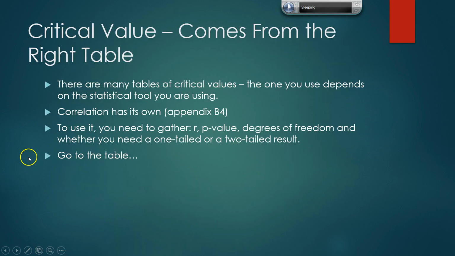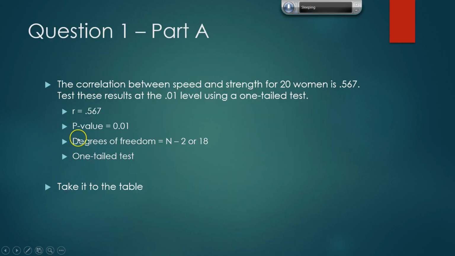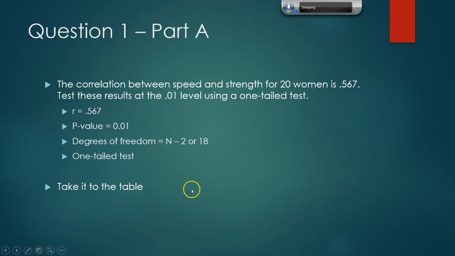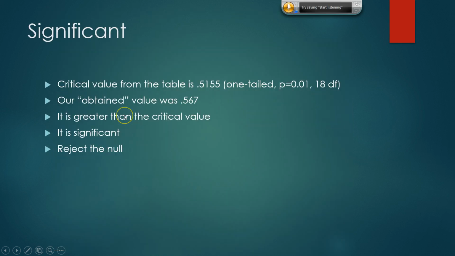Let's go back to our original problem. We see that our correlation that we got is 0.567. So 0.567 is in fact greater than 0.5155, so we have significance. The critical value from the table is 0.5155. It's a one-tailed p-value of 0.01 at 18 degrees of freedom. Our obtained value is 0.567. It is greater than the critical value, so it is significant, and that allows us to reject the null hypothesis.